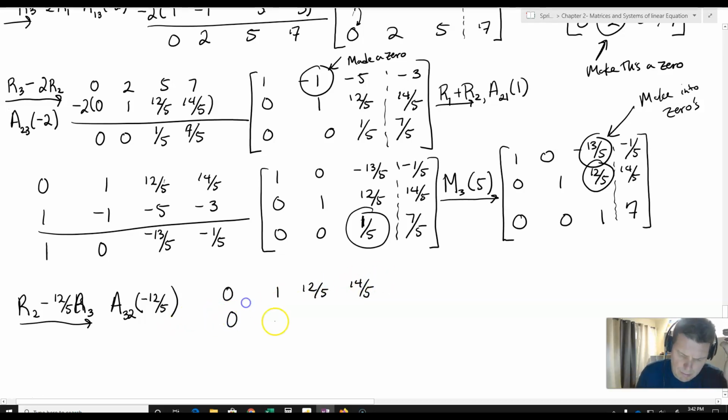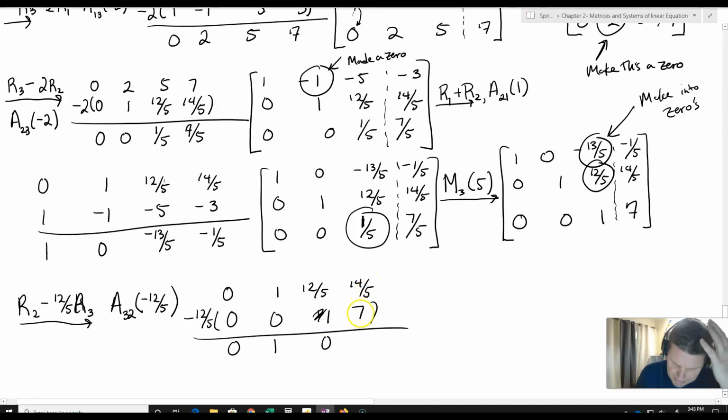And then 0, 0, 1 and 7. Gives me 0, 1, 0, and then 14 fifths minus, and in this case, this would be 84 fifths. That gives me negative 60 fifths. So that's minus negative 60 fifths, so that's negative 12. And that's now our new matrix.